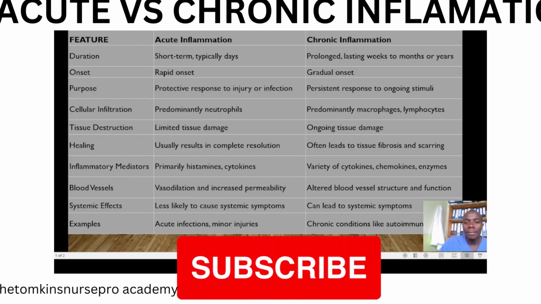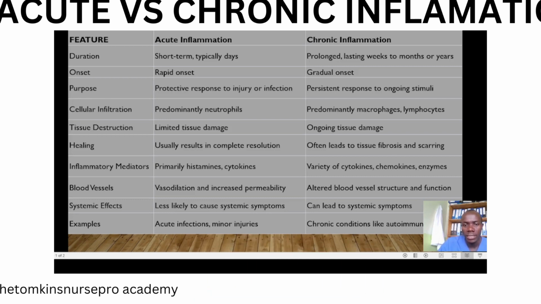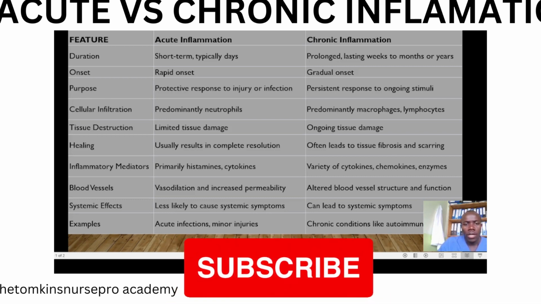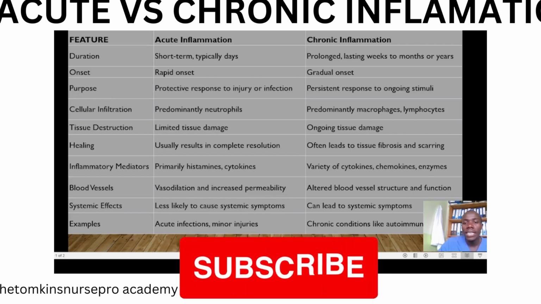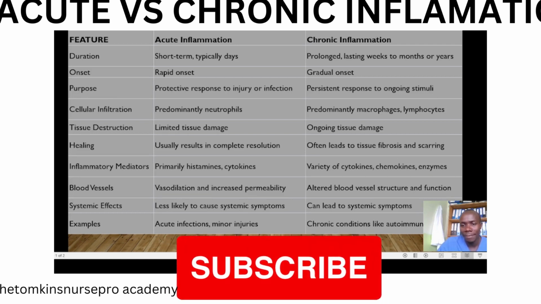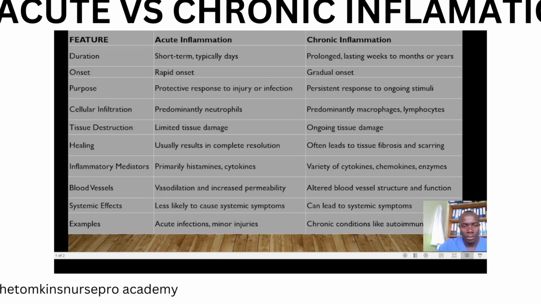For chronic inflammation, we have altered blood vessel structure and function, to try and sustain those changes that are brought about by these injurious stimuli. We have fewer systemic effects in acute inflammation, whereas chronic inflammation is likely going to lead to systemic effects like fever and chills. Those are some of the systemic effect examples.